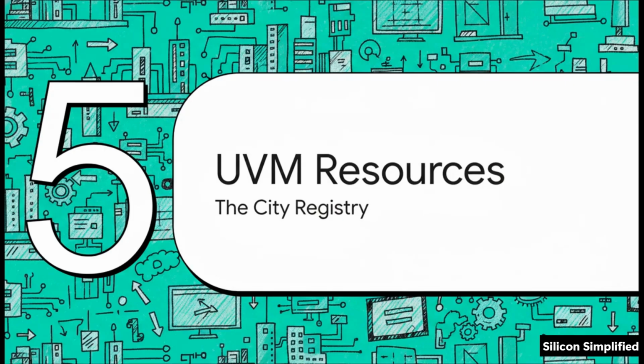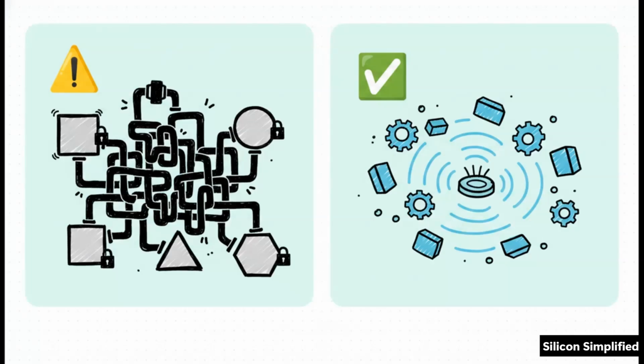Section 5. Upgrading to UVM resources, the city registry. Finally, we need to talk about where global configuration data is stored. And listen up, because there is a massive architectural shift happening right now in how verification engineers handle this. Just look at the tangled mess on the left side here. The traditional UVM config DB rigidly requires a component context and these really complex string paths.